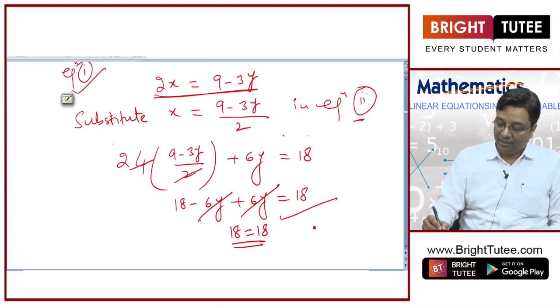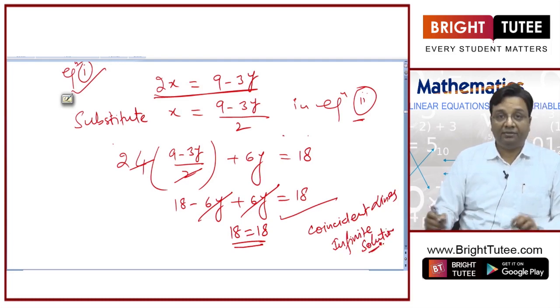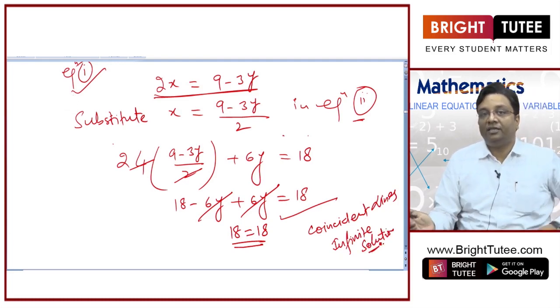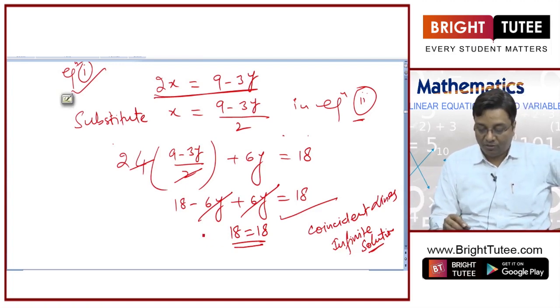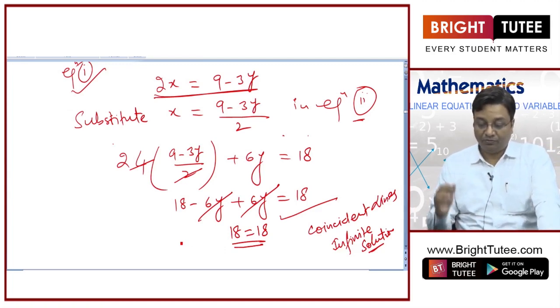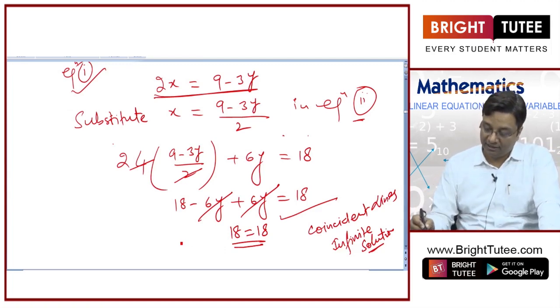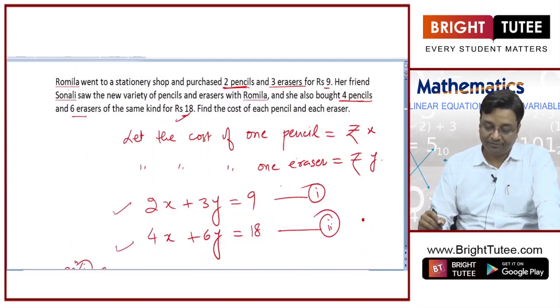And this happens in case of coincident lines where we have infinite number of solutions. So if you want me to find any particular value of x, we cannot find because we have got infinite number of solutions. Okay, it is true for any value of y. So for this question you will write your answer as infinite solutions. All right.